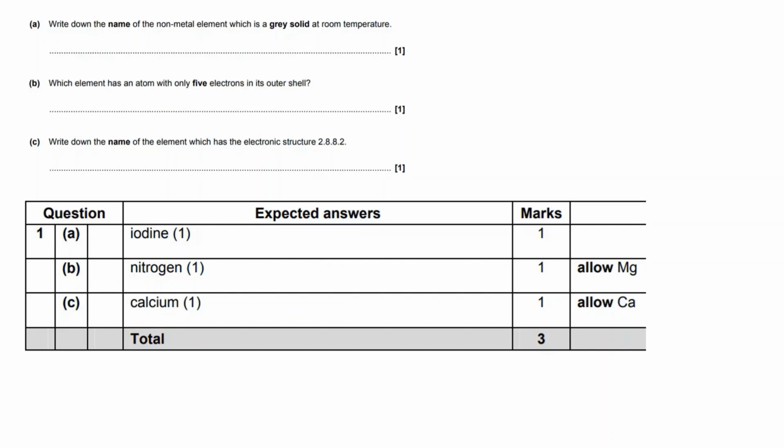Right, yeah, I don't know why that says magnesium. I don't think it's magnesium because magnesium is in group 2 and it has 12 electrons. So that would be 2,8,2. Right, part C, the electronic structure is calcium.